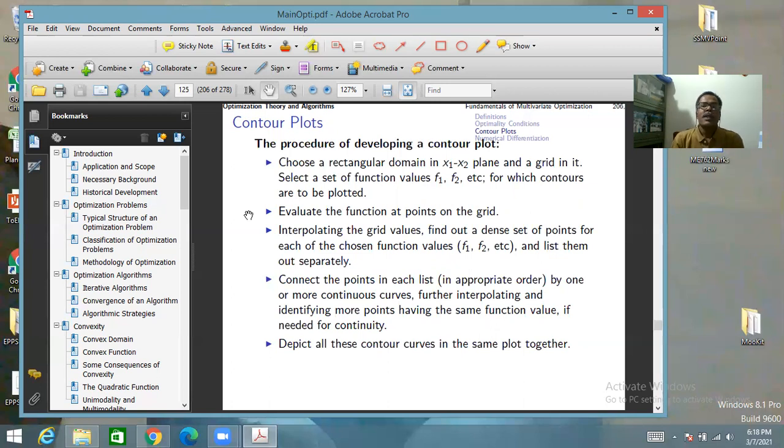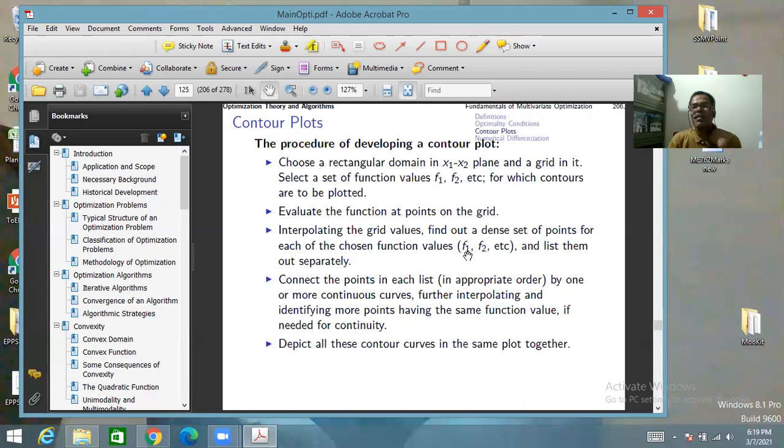And for the function, then you decide on the function values f1, f2, for which you want those plots, those curves. Okay. Now at the grid points, you evaluate the function simply, and you have got a matrix of function values at those grid points. Now you can interpolate these grid values to find out at which precise point the function has value f1 or f2 or f3 and so on. And you can tabulate them separately. That is, these are the points with f1 values, these are the points with f2 values.